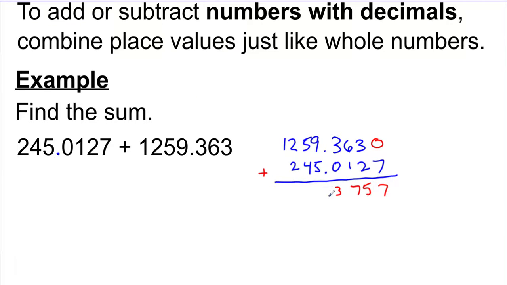The decimal point shows us that we're now getting to the ones place. 9 plus 5 is 14, so I'm going to put down the 4 and carry the 1. 1 plus 5 is 6. 6 plus 4 is 10, so again, 0 down, 1 up. 1 and 2 is 3. 3 and 2 is 5. And then this 1 doesn't have anything, so I'm just going to bring it down. So the sum of 245 and 127 ten-thousandths plus 1,259 and 363 thousandths is 1,504 and 3,757 ten-thousandths, which you can just say as 0.3757. But the idea is that that represents some part of a whole.